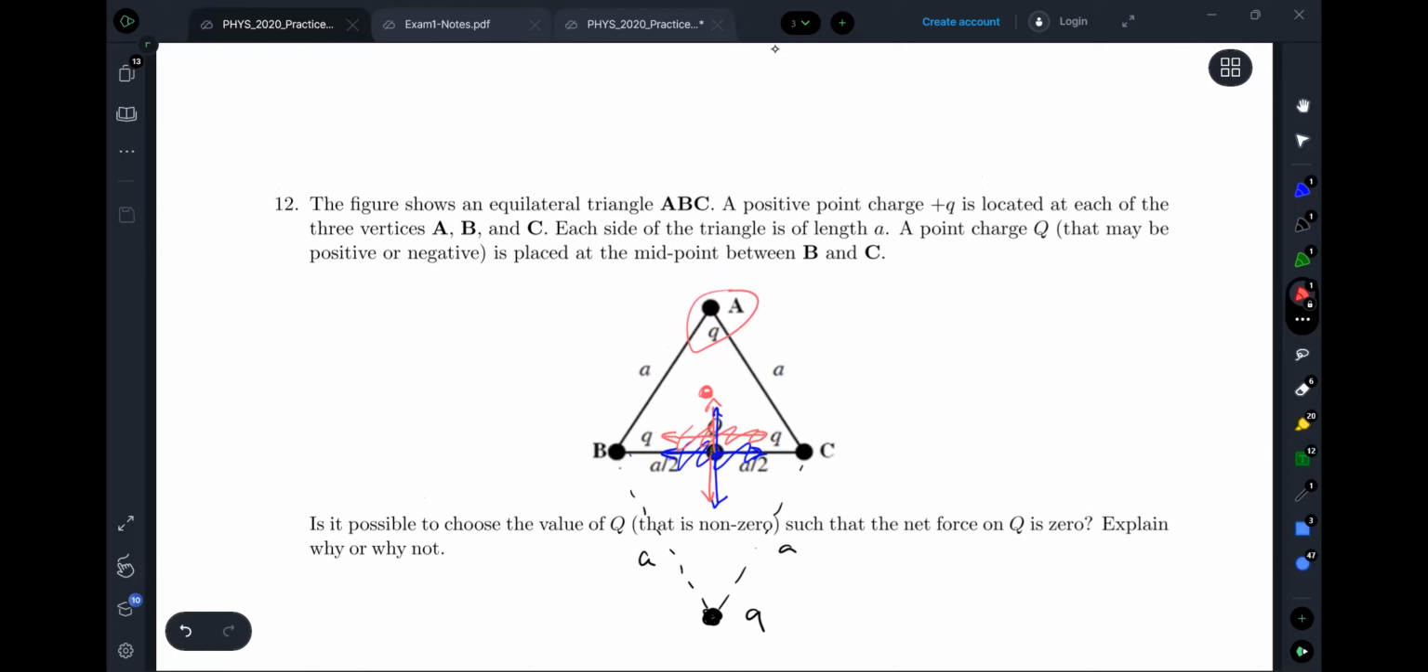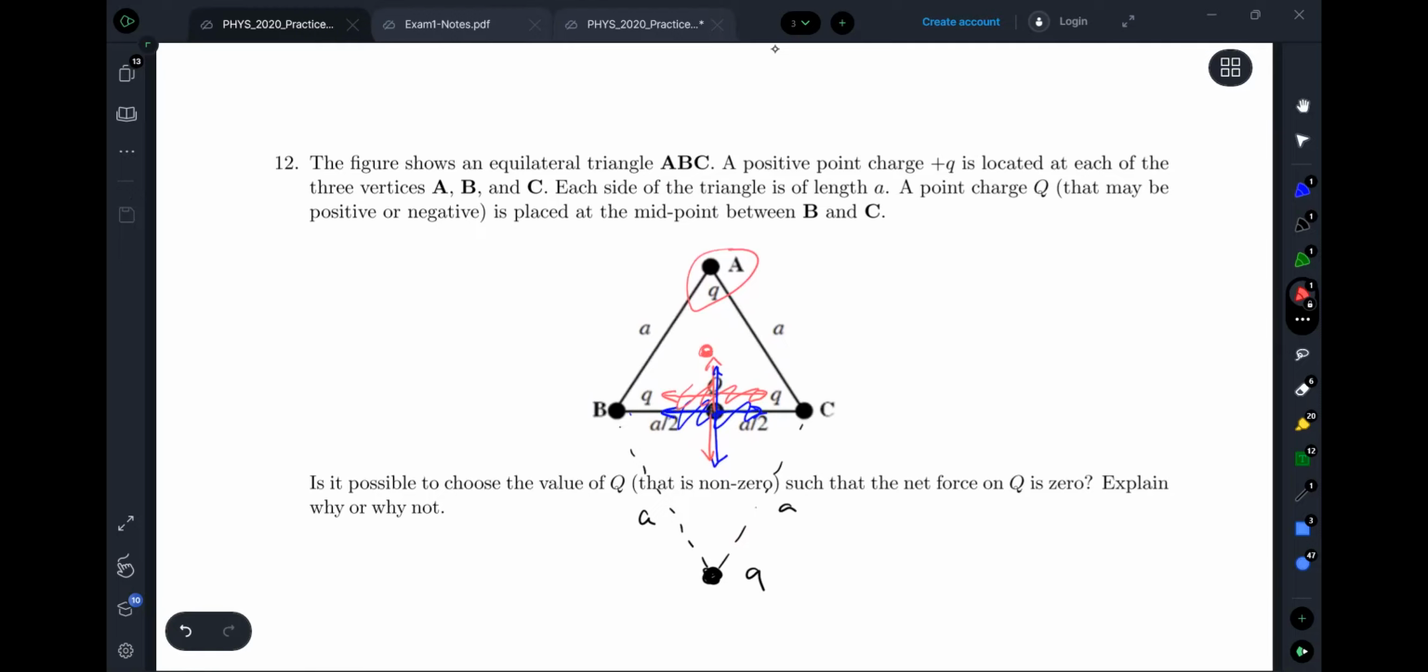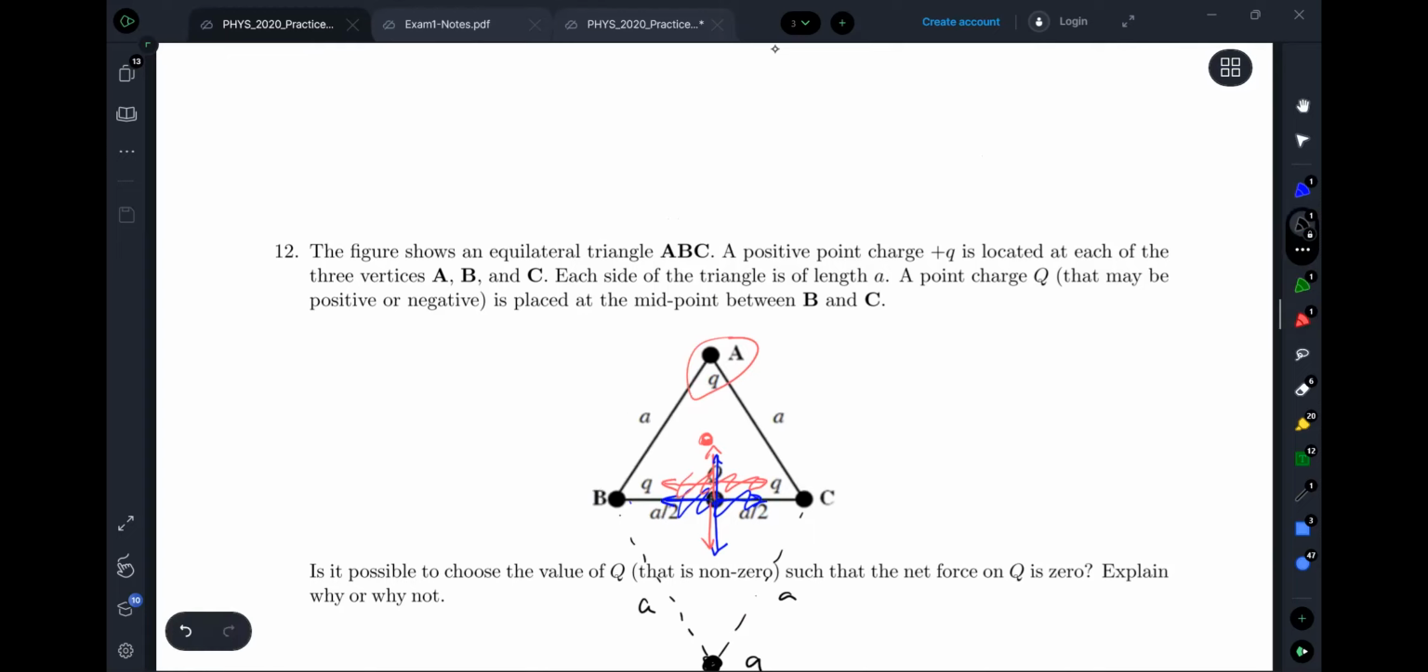Okay, does that make sense to everyone? Because I can see it seeming like there's 0 net force just because we think, well, there's got to be some way. But if we just go through the motions of looking at the forces, we see it's not possible. Okay, I'll take that as a yes, that it makes sense. Are there other questions?